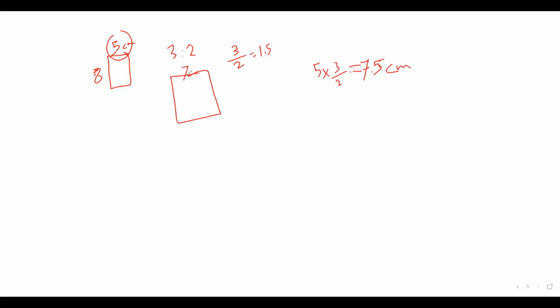So this guy right here is 7.5 cm. Now for the side with the length 8, we should do the same thing. You multiply 8 by 3 over 2, and the result is 12 cm. Now let's do it another way.